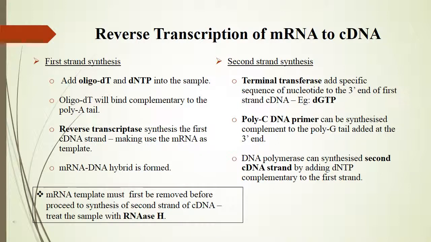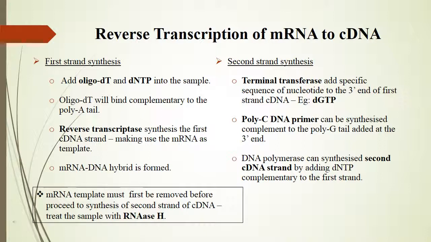Reverse transcription of mRNA to cDNA is through first and second strand synthesis. At first strand synthesis, initially, add oligo-dT and dNTP into the sample. Oligo-dT will bind complementary to the poly-A tail. Then, reverse transcriptase synthesizes the first strand, making use of the mRNA as template, and an mRNA-DNA hybrid is formed.